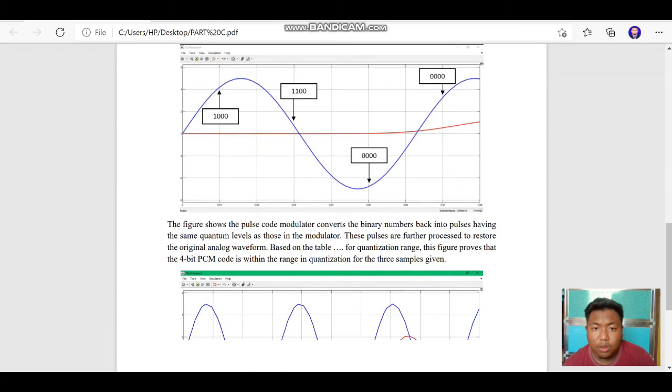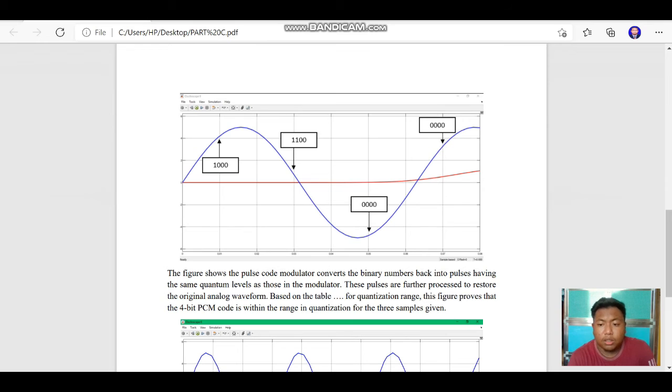So next we will go to the second waveform. The figure shows that the pulse code demodulator converts the binary number back into pulses having the same quantum level as those in the modulator. These pulses are further processed to restore the original analog waveform. Based on the table for the quantization range, these figures prove that the 4-bit PCM code is within the range in quantization for the 3 samples given.